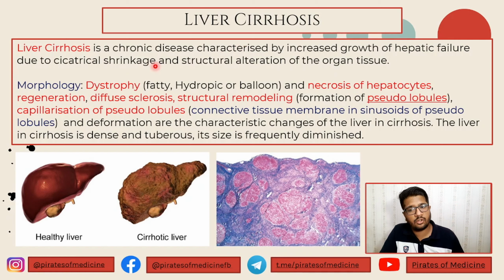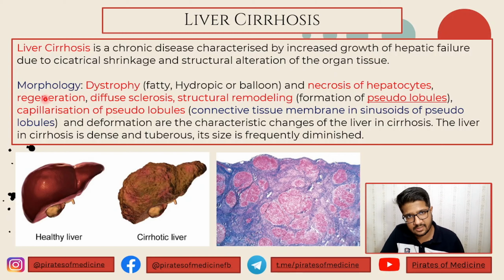So, liver cirrhosis is a chronic disease with increased growth of connective tissue, leading to hepatic failure due to cytoarchitectural shrinkage and structural alteration of the organ tissue. Basically, there is excessive connective tissue growth due to some particular disease like hepatitis, alcoholic hepatitis, or viral hepatitis. It can lead to liver cirrhosis. So excessive stress on the liver leads to excessive growth of connective tissue and structural alteration of the organ tissue, leading to formation of these pseudolobules.